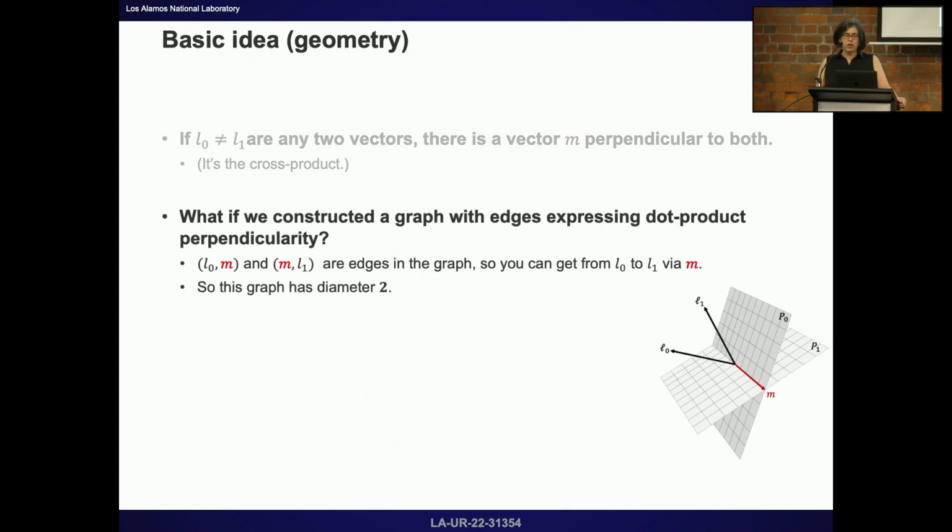So what if we constructed a graph with edges that express dot product perpendicularity? When you have a graph, edges always express a relationship. And here the relationship is perpendicularity. So if you call L0, M, and L1 nodes in the graph, then L0 is perpendicular to M. You've got an edge between them, and M is perpendicular to L1. And because for any 2 nodes you always have a node that is perpendicular to both, you've got a graph of diameter 2, because you can always go through that.